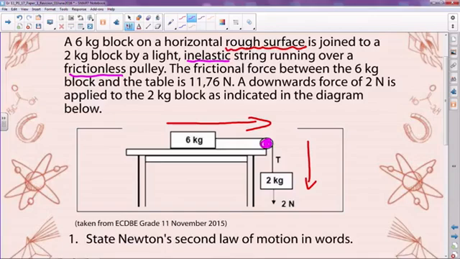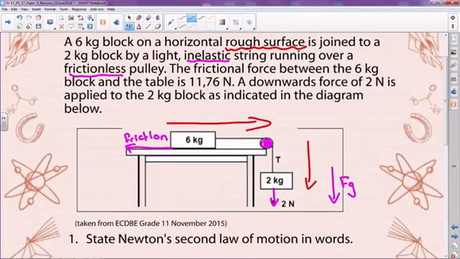The frictional force between the 6-kilogram block and the table is 11.76 newtons. So we're going to have friction. I'm going to put it over there. A downwards force of 2 newtons is applied to the 2-kilogram block as indicated in the diagram. So we've got 2 pieces of information here. We've got 2 newtons pulling down, and we're going to have force due to gravity. Please don't forget that. That's the information that we're given.